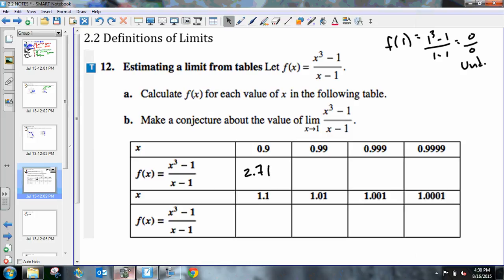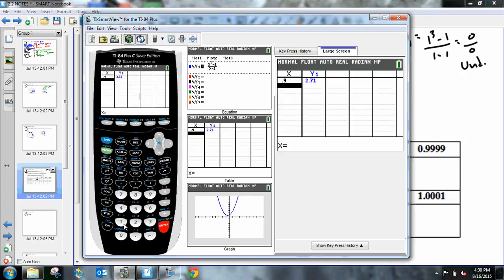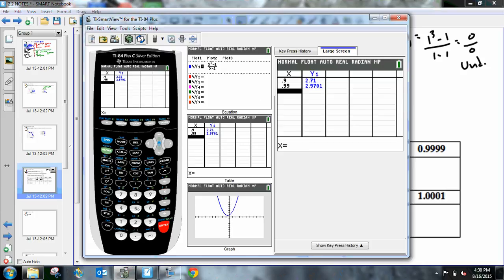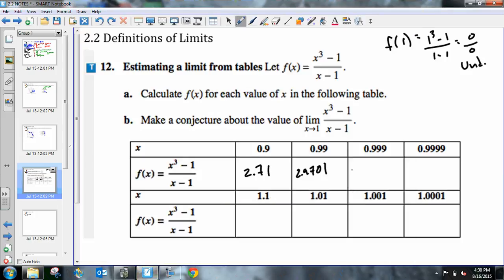I'm going to plug in 0.99 now. If I do 0.99 and hit enter, I get 2.9701. So I'm getting closer. All these x values are getting closer and closer to 1, and I'm trying to see what's going on with my y values. Now let's do 0.999 and see what we get there. It's going to give me 2.997. I'm going to type that in, 2.997. That's getting pretty close to 3.